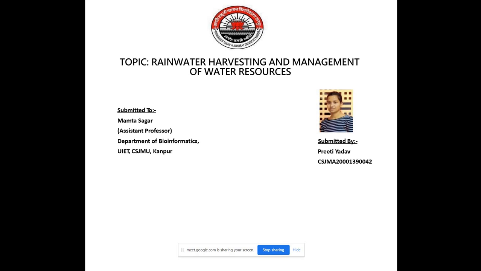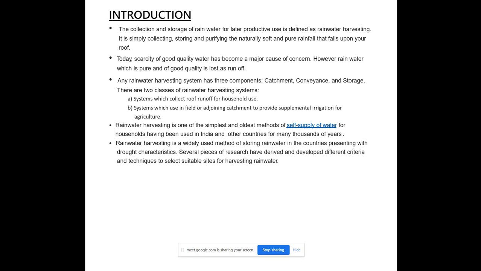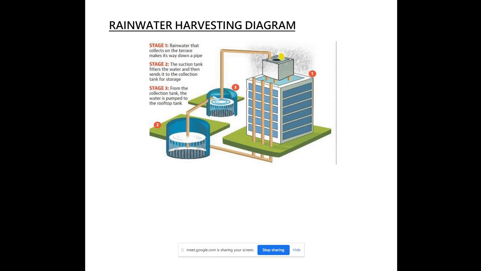The collection and storage of rainwater for later productive use is defined as rainwater harvesting. Rainwater harvesting is one of the simplest and oldest methods of self-supply of water for households, having been used in India and other countries for many thousands of years. Rainwater harvesting is a widely used method of storing rainwater in countries with drought characteristics. Today's scarcity of good quality water has become a major cause of concern. However, rainwater, which is pure and of good quality, is lost as runoff.